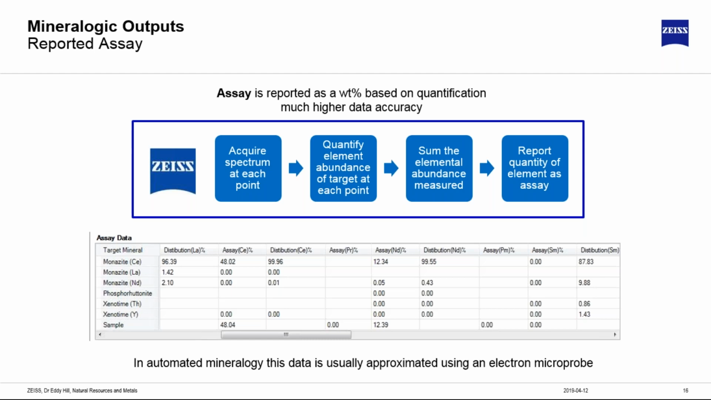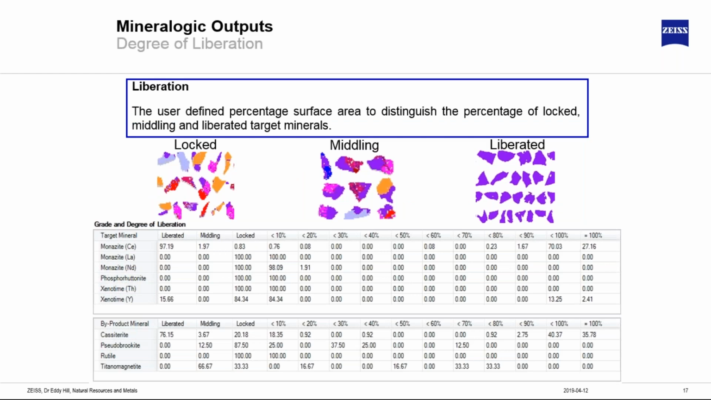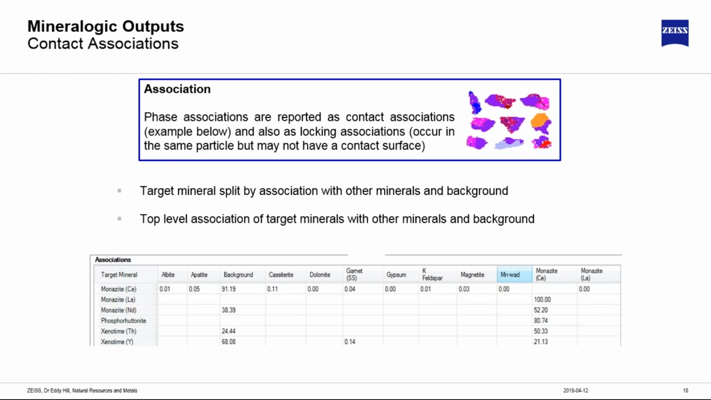Usually in automated mineralogy, this data is approximated using an electron microprobe, where the sample that's been analyzed automatically is then transferred to an electron microprobe to obtain an average composition that is then attributed to the phases present. We provide a degree of liberation with user-defined percentage surface area to distinguish the percentage of locked, middling, and liberated target minerals. Associations may be reported as contact associations, as in the example below, but we also report lock-in associations. These are where phases occur in the same particle, but not in direct contact with each other.